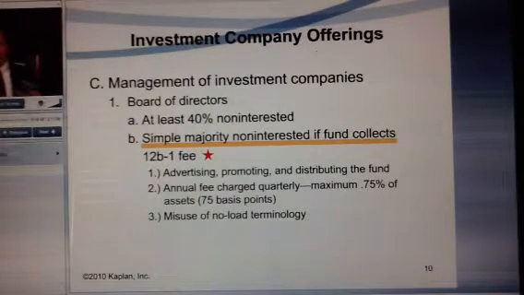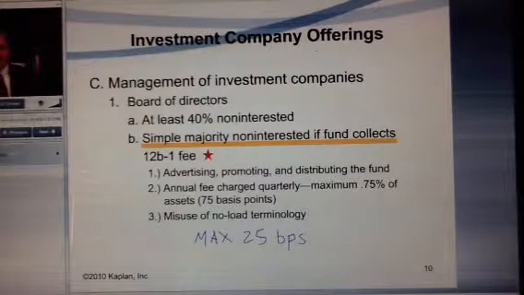If we're going to market ourselves to the public as being no load, not charging a sales charge, the maximum 12B1 fee is 25 basis points. So in other words, if I'm marketing myself to the public as a no-load mutual fund, I'm not allowed to jack the 12B1 fees up to the ceiling. I'm limited to charging 25 basis points for the asset-based distribution fee.